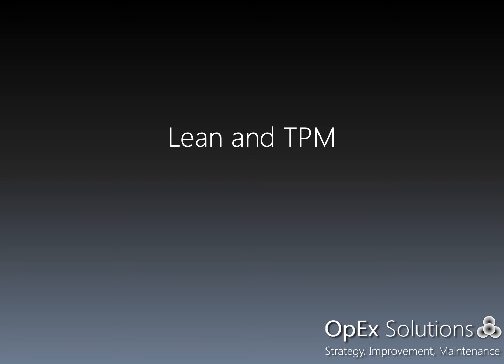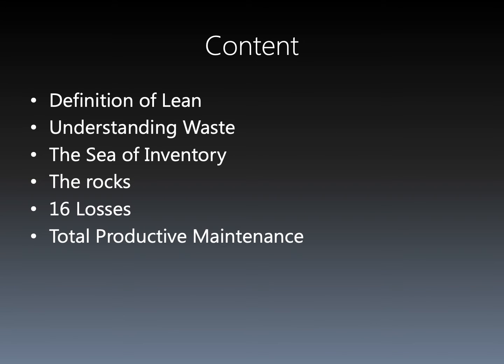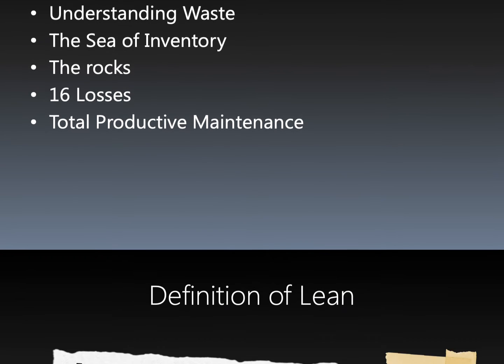Today I wanted to explain how Total Productive Maintenance, or TPM, links with lean manufacturing. To start with, I'm going to define what I mean by lean and give a brief overview of waste. From this, I'll explore the often used model of the sea of inventory and the so-called rocks. This will then lead into an introduction to the 16 losses and then how TPM supports the reduction and prevention of these losses. So, let's get started.